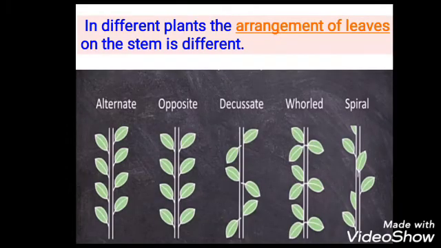In different plants, the arrangement of leaves on the stem is different. Generally, it is of 5 types: alternate, opposite, decussate, whorled and spiral.